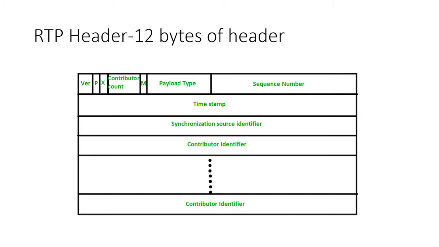Timestamp is the time, and the synchronization source identifier is a unique identifier for the source, and the contributor identifier: this contributor count might have, like, four contributors, and there will be four contributor identifiers. So each source has a different identifier, so these are the contributor identifiers. So now we will go ahead with the Python code.